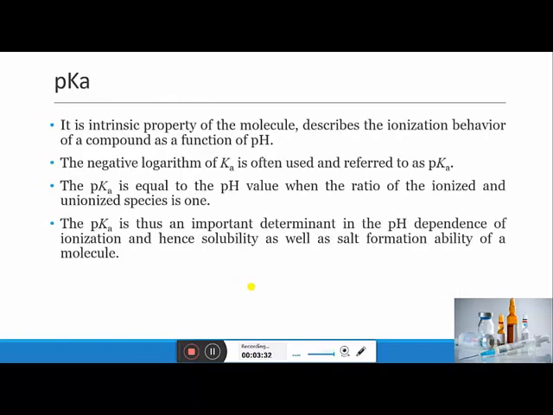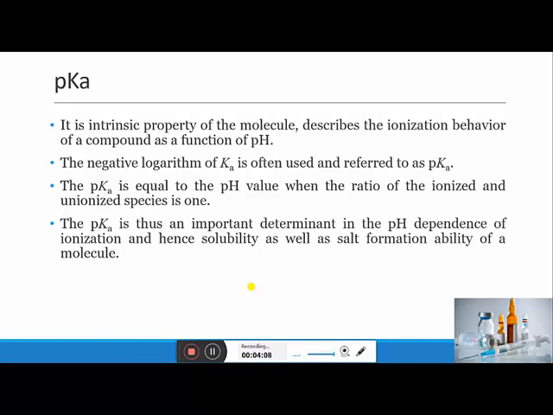Next is ionization constant. Ionization constant is the behavior of drug molecule to get ionized or to remain unionized as a function of the pH, and the negative logarithm of Ka is referred to as pKa. When pKa is equal to the pH, at that time concentration of ionized species and unionized species of drug is equal. That's why the ratio of unionized to ionized species is considered as 1.